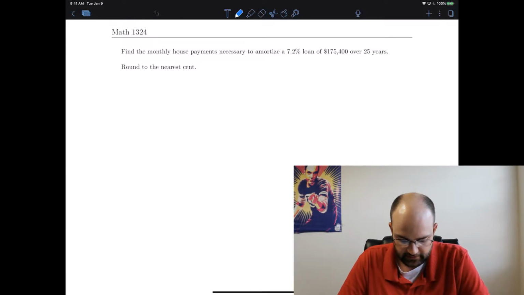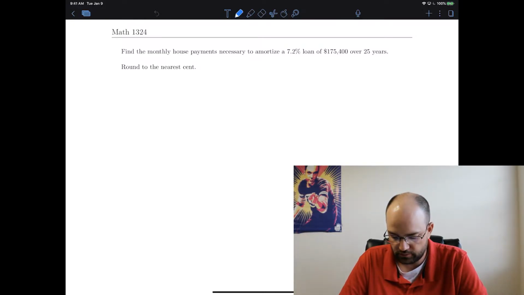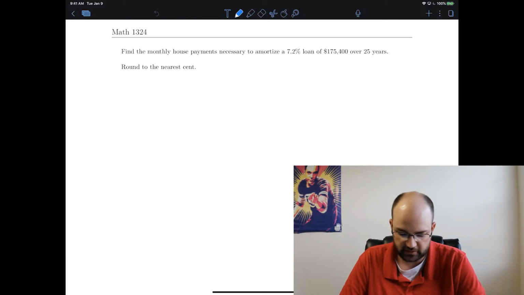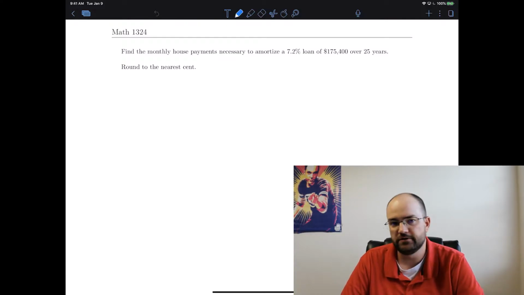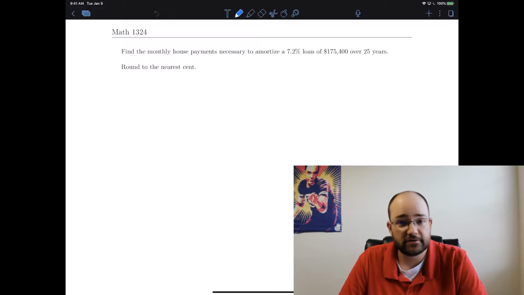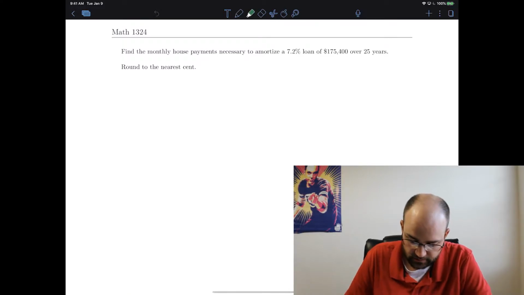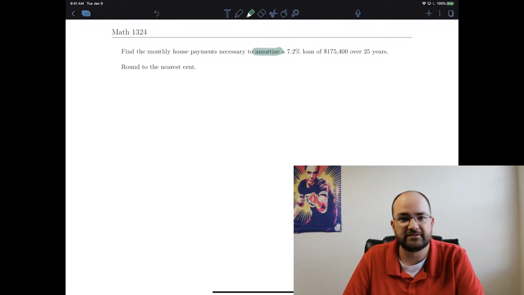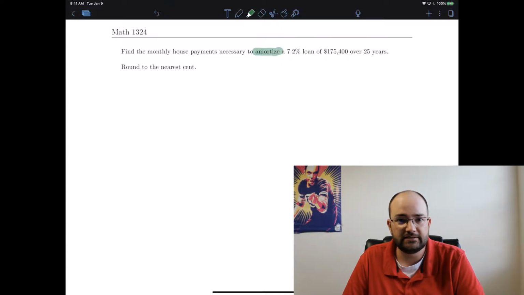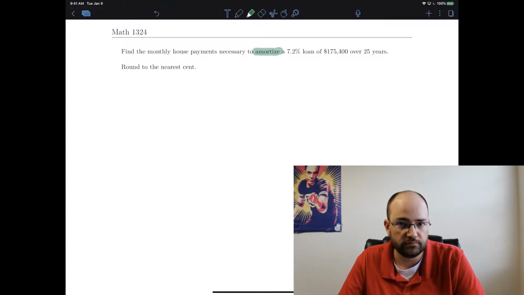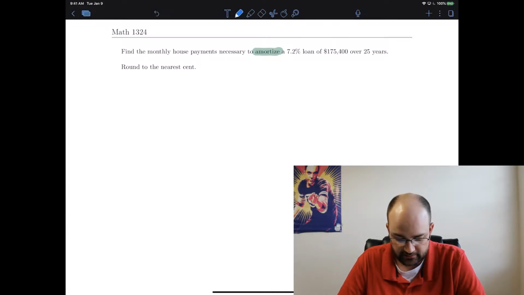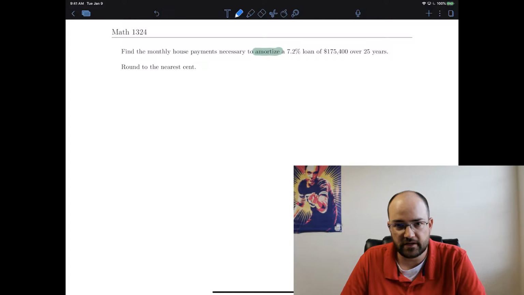Anyway, find the monthly house payments necessary to amortize a 7.2% loan of $175,400 over 25 years and round to the nearest cent. Now here's the great thing. This term, amortize, all that means is to pay off a loan. Okay, that's really all it means. And believe it or not, we can use the TVM solver for that.